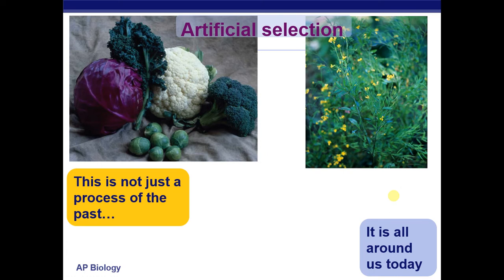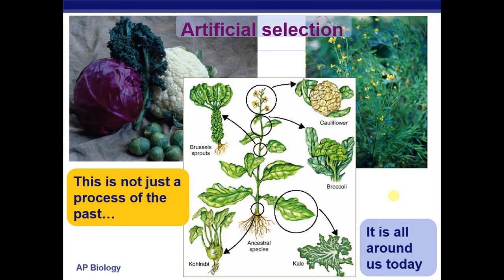So if you look on the left in this picture, all of those vegetables have a common ancestor, which is on the right, Brassica oleracea. And these different modern vegetables were all selectively bred for by taking that ancestral species, Brassica oleracea, and choosing which traits we wanted to favor.